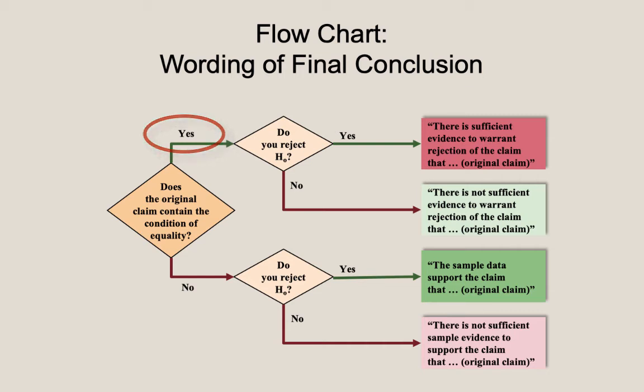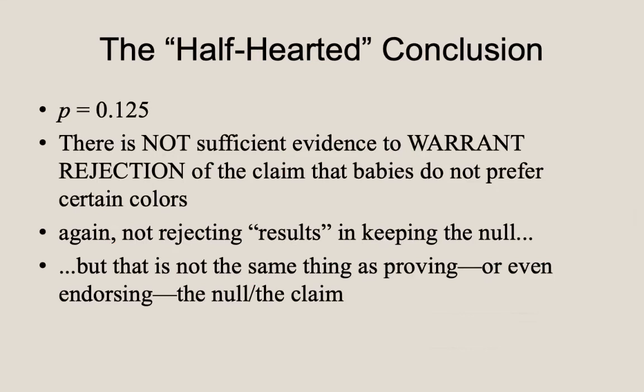Next, do we reject the null? No, we fail to reject the null, so we go down this path. So there is not sufficient evidence to warrant rejection of the claim that the proportions are the same. Not rejecting means we're keeping it, but we're not keeping it in a way where we are saying it is true, we're just not getting rid of it. Again, there is not sufficient evidence to warrant rejection of the claim that the babies don't prefer others. Again, not rejecting is kind of like keeping, but we are doing it in a most non-committal way.